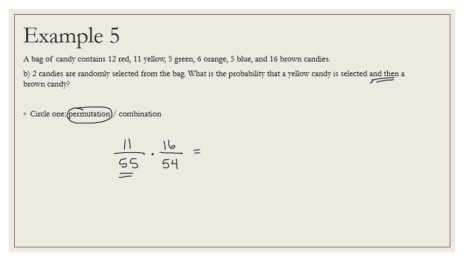So we did 11 yellows out of 55 total and then 16 browns out of 54 total because we drew one. So now I'm just going to type that in my calculator: 11 divided by 55 times 16 divided by 54. I get the decimal, push the button to get the fraction: 8 out of 135.